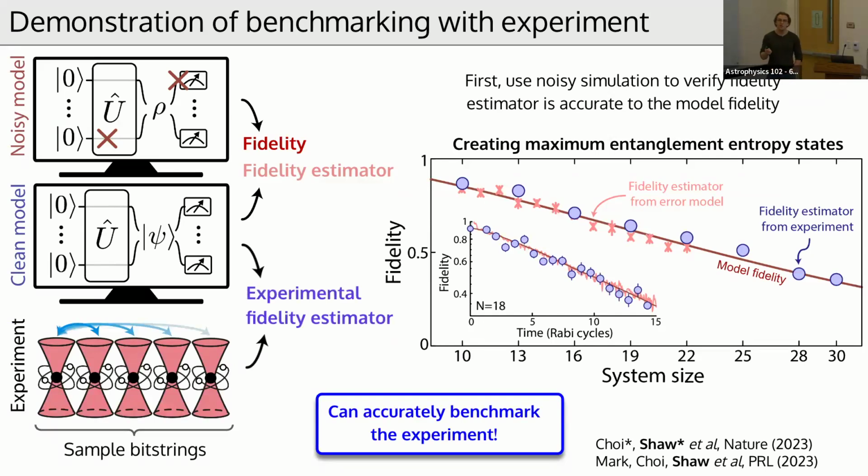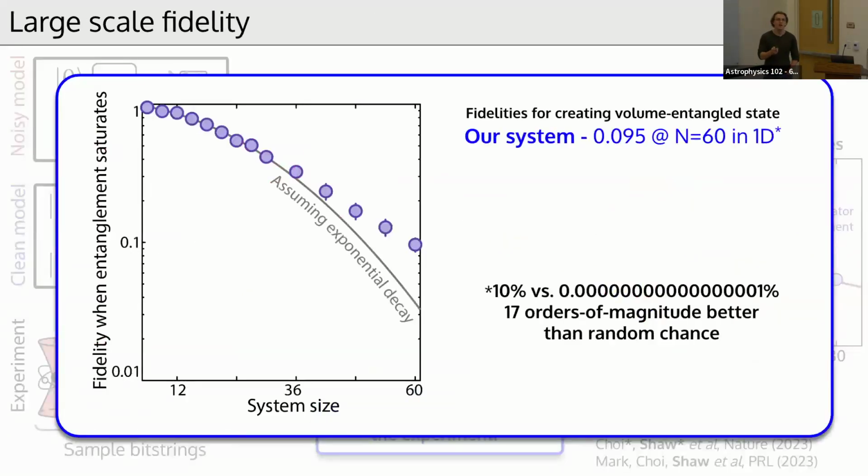I'm going to skip over a lot of details on how we go larger than n equals 30. There are extrapolation methods that are used both in supremacy claims as well as our work. And I'll essentially say that we can then push this even higher. If you look at the fidelity for creating volume law entangled states with our system, we can create a volume law entangled state of n equals 60 atoms with a fidelity of just about 10% in one dimension. And if you don't think about many-body fidelities, it's very hard to know, is this a big number, is this a small number?